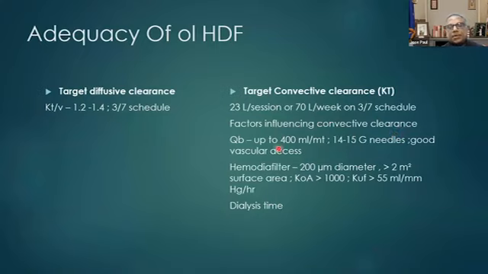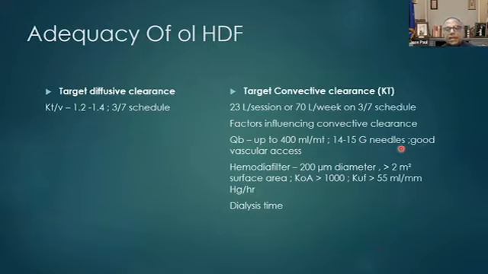One is the blood flow rate. You can go up to 400 ml per minute, or if the fistula is really good with no hemodynamic compromise, you can go up to 450 ml per minute. Often you require a 14 gauge or a 15 gauge needle to achieve such good blood flow, and you should have a very good vascular access. That is a prerequisite for putting a patient on a hemodiafilter.